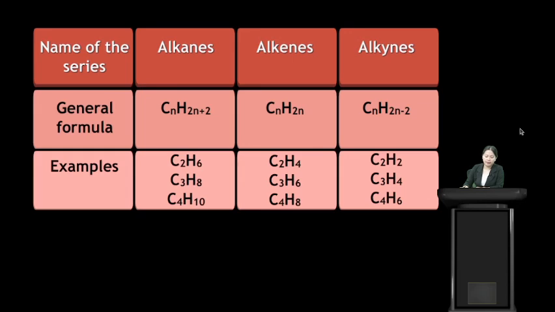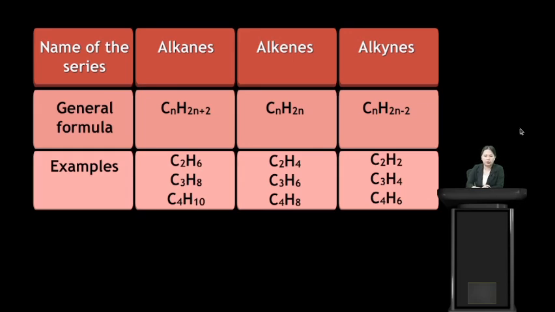So we have here the name of the series: alkanes, alkenes, and alkynes. The general formula of alkanes is given by CnH2n+2. The general formula of alkenes is given by CnH2n. And the general formula of alkynes is given by CnH2n-2.